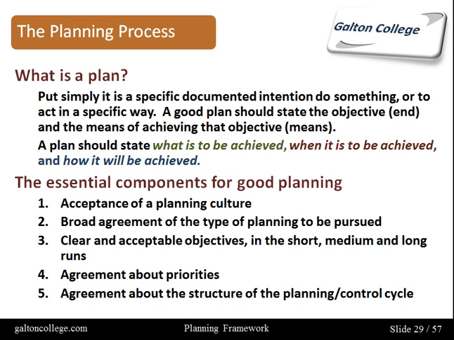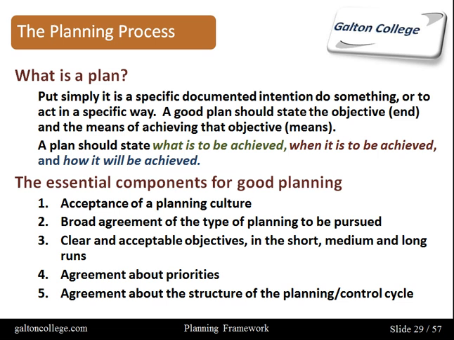There must be clear and acceptable objectives in the short, the medium, and the long runs. The short run might be the next year, the medium may be the next 2 or 3 years, and the long run might be anything above that. Depends on the nature of the business, but there must be clear and acceptable objectives. There must be aiming for something which is clear and precise, and the people who subscribe to the plan know where it's going, where it's taking the business. And there must be agreement about the priorities that the plan has set out.